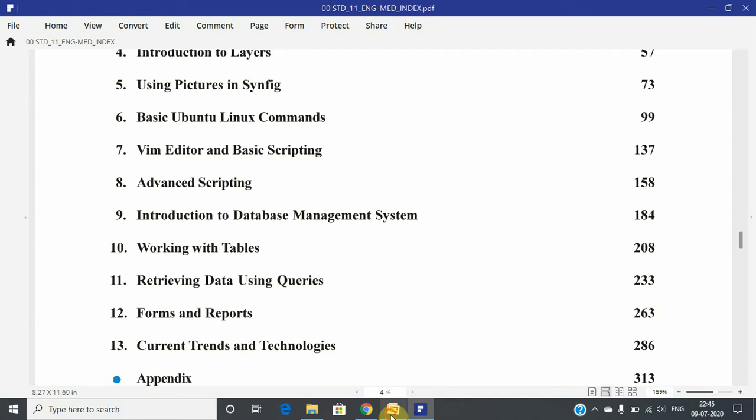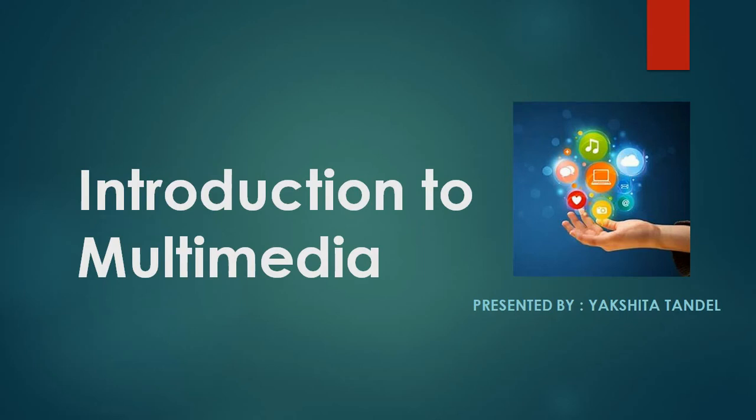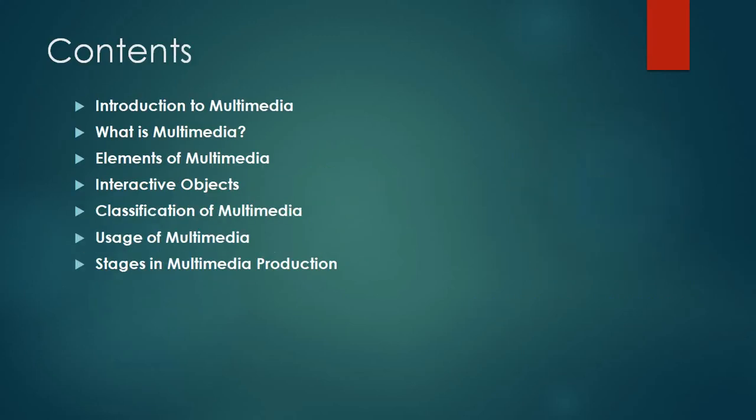So let's start with the first chapter, that is introduction to multimedia. What is multimedia? Multimedia is text, audio, image, video, graphics, animation, right? So it is all about multimedia, which is used in our daily life. Here is the content which we learn in this chapter. First is introduction to multimedia: what is multimedia, elements of multimedia, interactive objects, classification of multimedia, usage of multimedia, and stages in multimedia production. This is the content which we learn in this lesson.